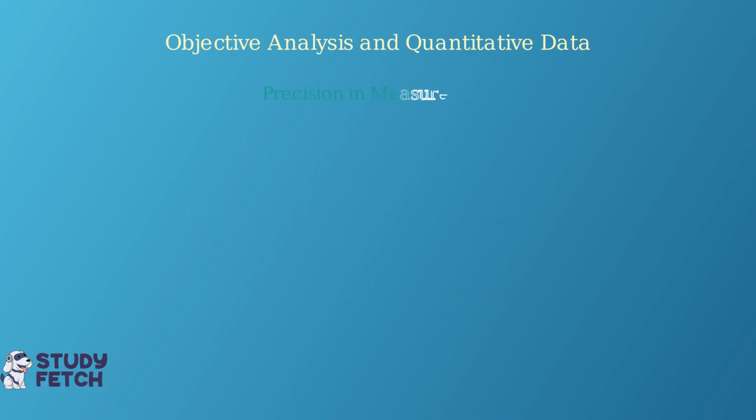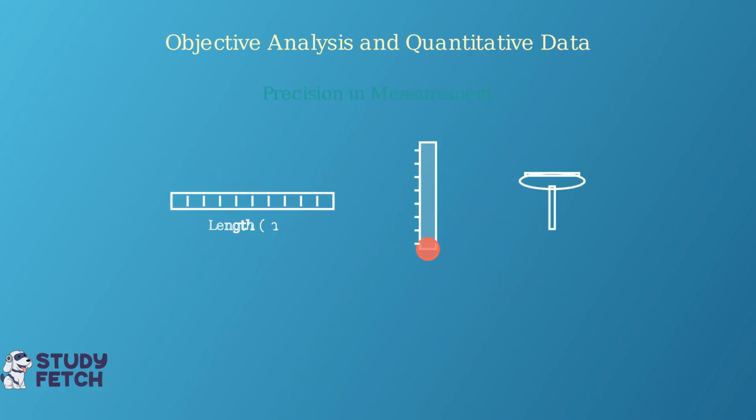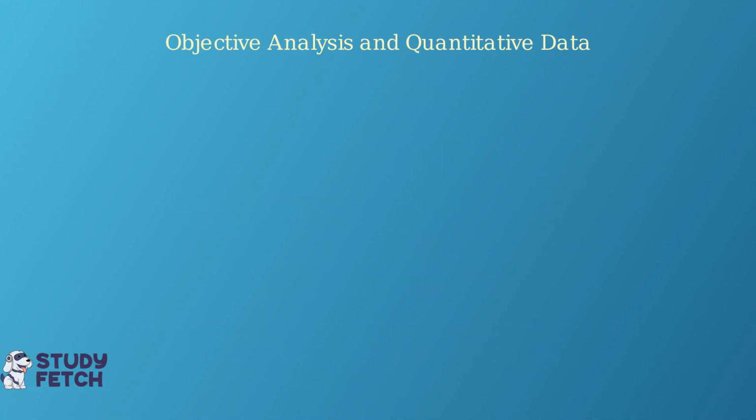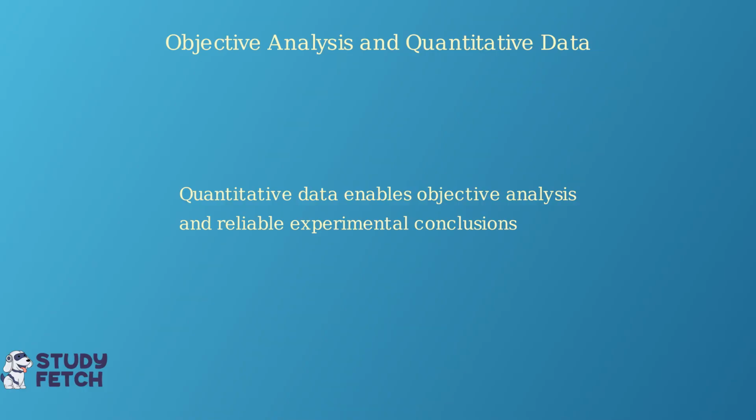Precise measurement tools are essential for collecting accurate quantitative data. These precise quantitative measurements allow researchers to detect even small but statistically significant experimental effects. By relying on quantitative data and objective analysis, controlled experiments provide a solid foundation for scientific discovery and reliable conclusions.